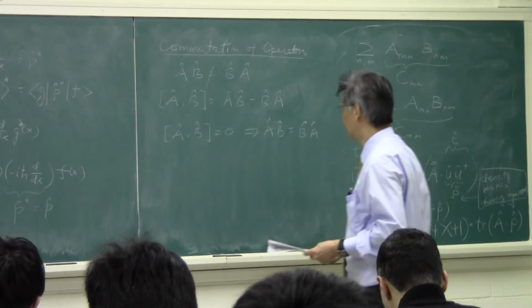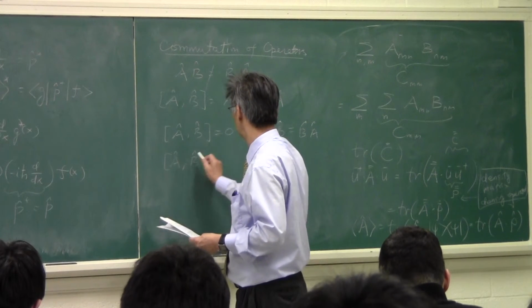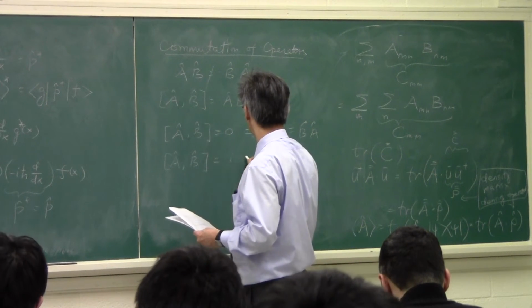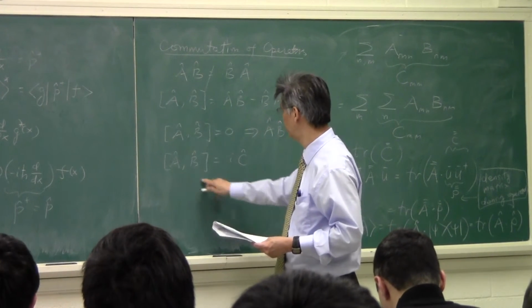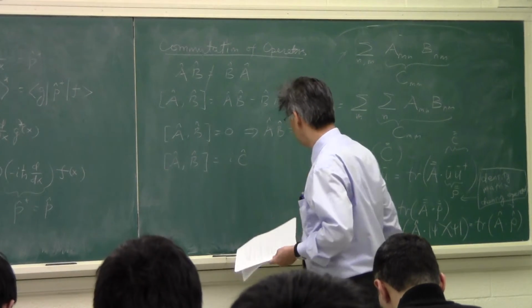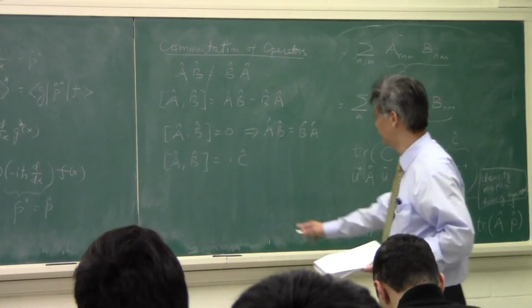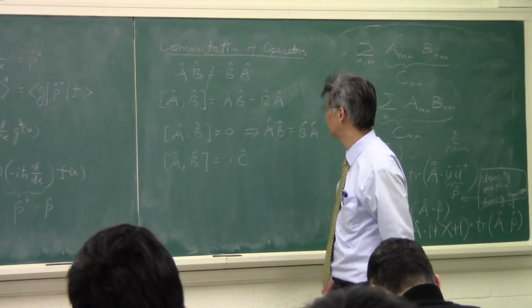Okay, and you can show that in general, [A, B] is equal to iC. If A is Hermitian and B is Hermitian, their commutator produces a matrix C that is Hermitian if you add an i in front of it. You can actually show this quite easily.